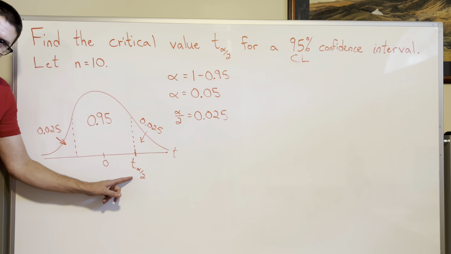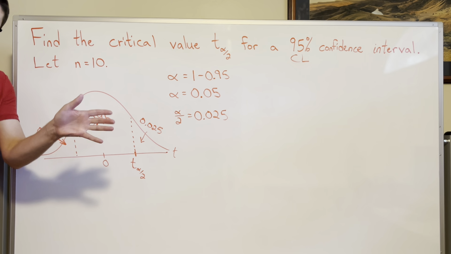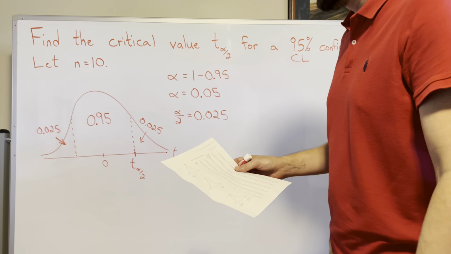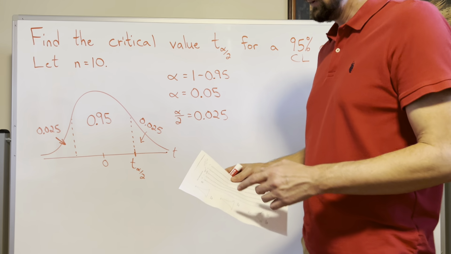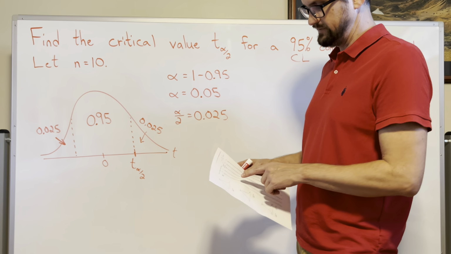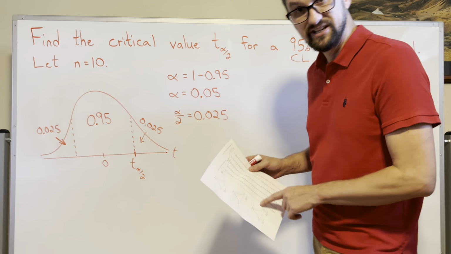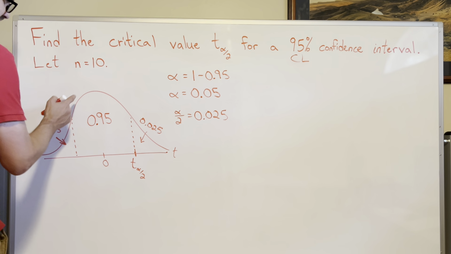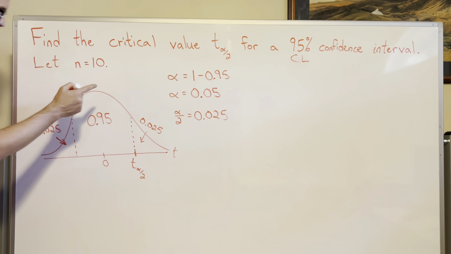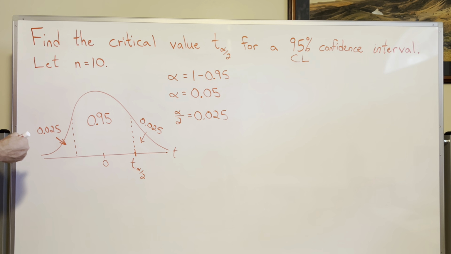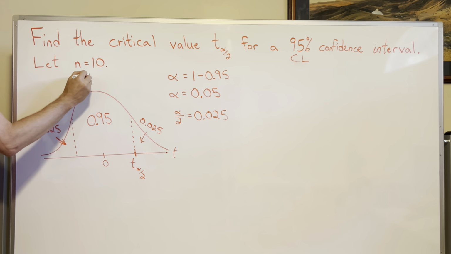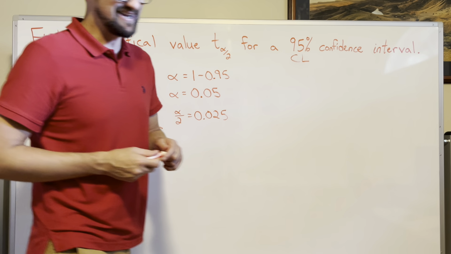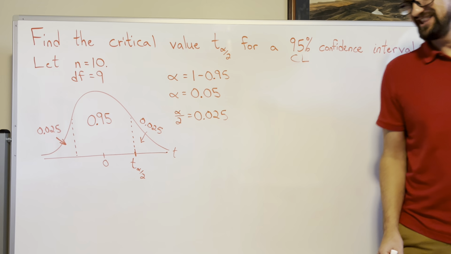Now we want this value t right here. There's a couple ways of doing it. One way is to get a hold of a table. This is from a textbook. This says t distribution, critical t values. You need the degrees of freedom, which you get by subtracting 1 from the sample size. So the degrees of freedom is going to be 9, and you need that 9 number to calculate the t value.